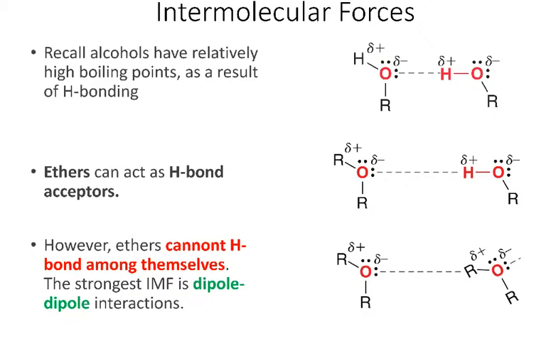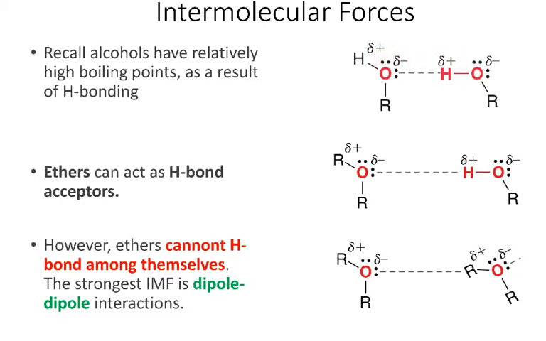versus ethers. Right, so remember the alcohols have relatively high boiling points because they can hydrogen bond with each other. Right, in order to have hydrogen bonding, I have to have a hydrogen directly connected to an oxygen, and then the other molecule, I have to have an electronegative or a partially negative oxygen, nitrogen, or fluorine. And so in alcohols, we have hydrogen bonding.